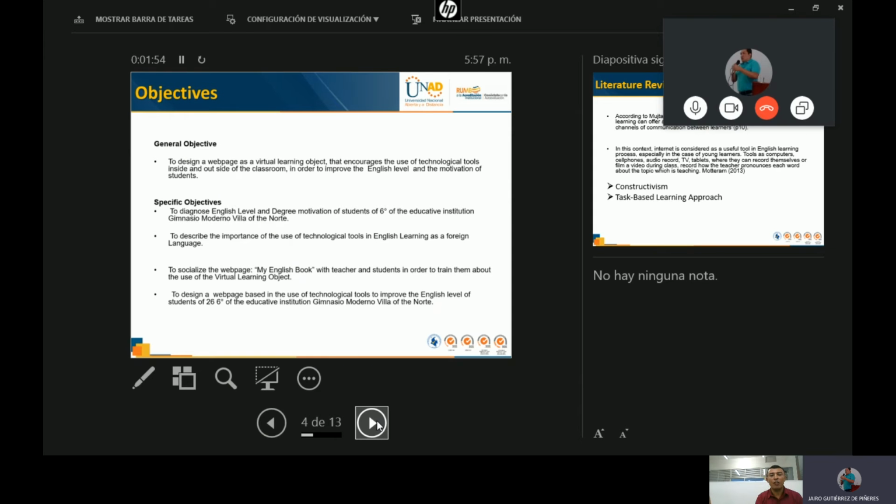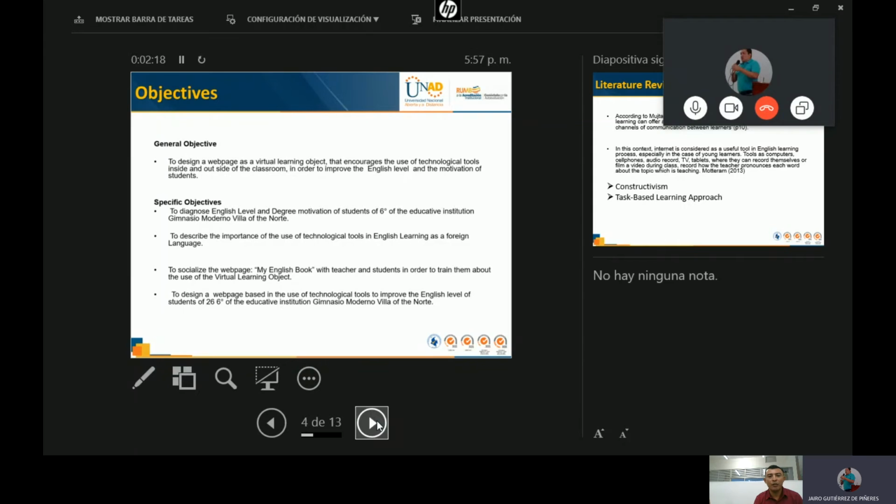Objectives. General objective: to design a web page as a virtual learning object that encourages the use of technological tools inside and outside the classroom in order to improve the English level and motivation of the students. Specific objective: to diagnose the English level and motivation of the students.